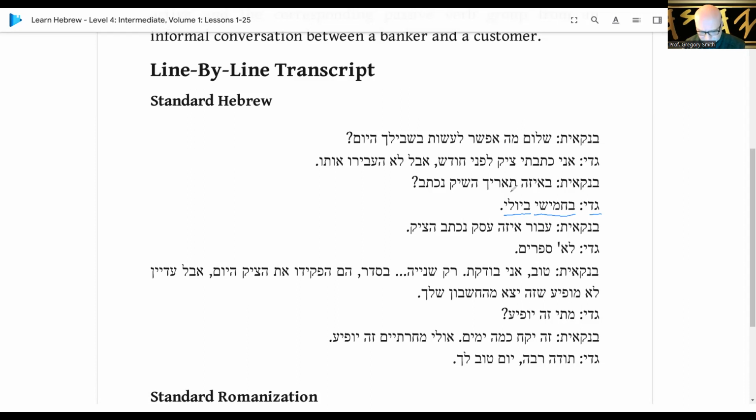Okay, so Bahamishi Bayuli. Okay, so it is Bayuli. So it's almost like this. This is a shurik. So it's like this. So it equals U. So it's like Bayuli. So it's like July, which is a clear transliteration of the word July.